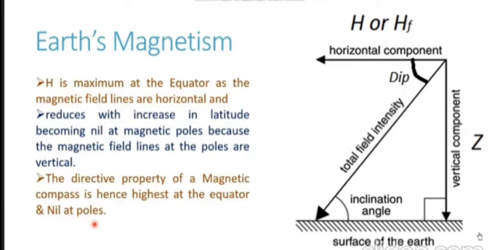This is exactly the reason why the magnetic compass starts to lose its directive force as the vessel goes into higher latitude. Above about 70 degrees north or south latitudes, the magnetic compass becomes unreliable and loses a substantial amount of its directive force. So is that clear?